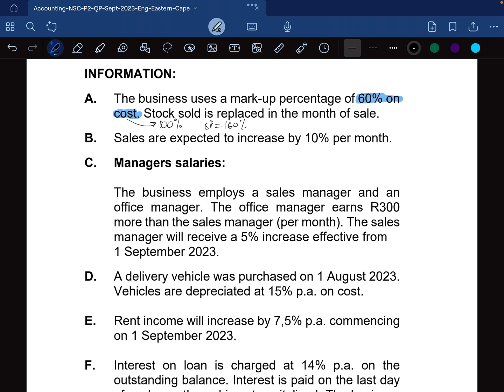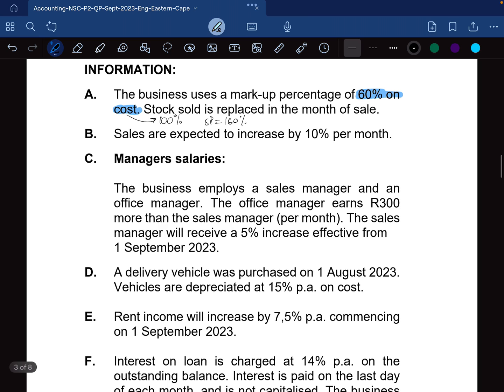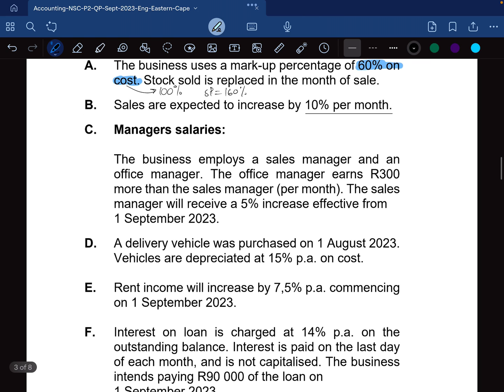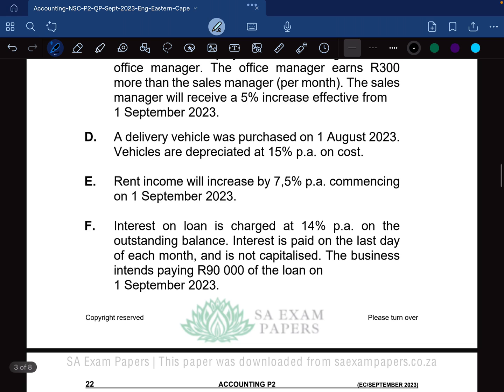And then we have sales that are expected to increase by 10% per month. So that is our sales that we are budgeting for. Then C talks about manager salaries. The business employs a sales manager and an office manager. The office manager earns 300 more than the sales manager per month. The sales manager will receive a 5% increase effective from the 1st of September 2023.